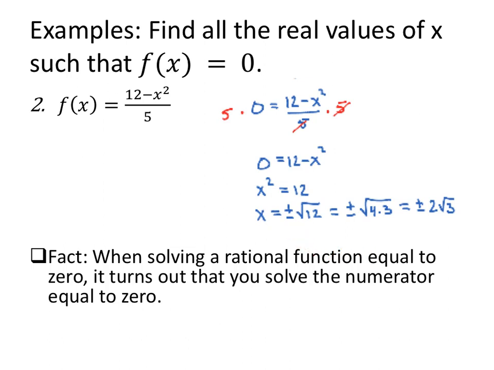In general, and I'll show you this a couple of times, when solving a rational function equal to 0, it turns out that you solve the numerator equal to 0, because our first step is always to multiply both sides by the denominator.